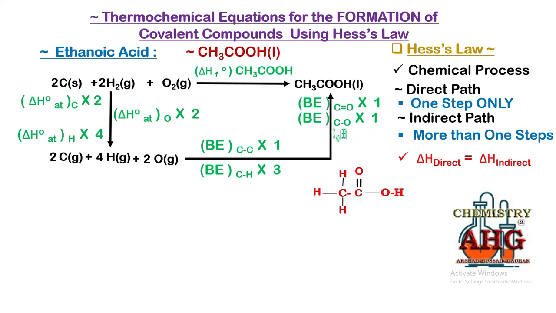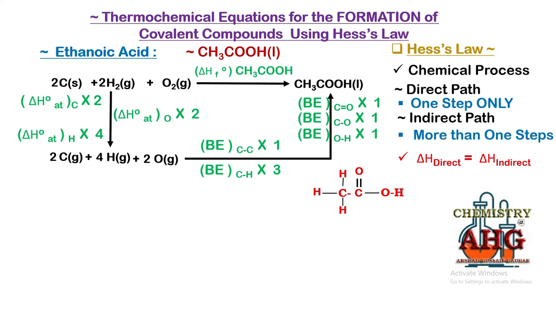So whenever you are given a covalent compound, to write down bond enthalpies in the second step of the indirect path, you must know the displayed formula. If you do not write down the displayed formula, there are chances that you might make a mistake, you might miss out some bond enthalpies of some covalent bonds. So it is best, whenever you want to label bond enthalpies in the second step of the indirect path, you must have the displayed formula in front of you, so that you can come to know how many covalent bonds are present in the given compound.